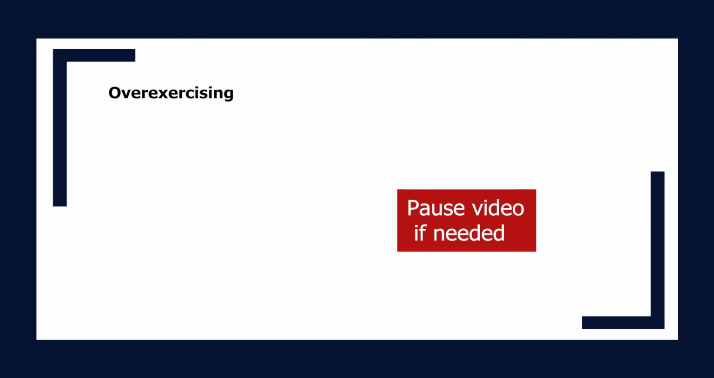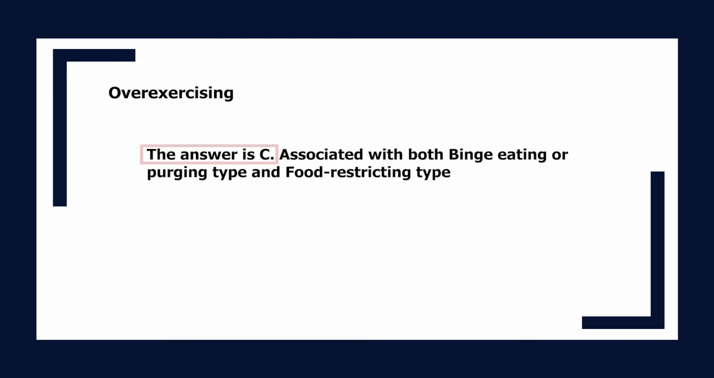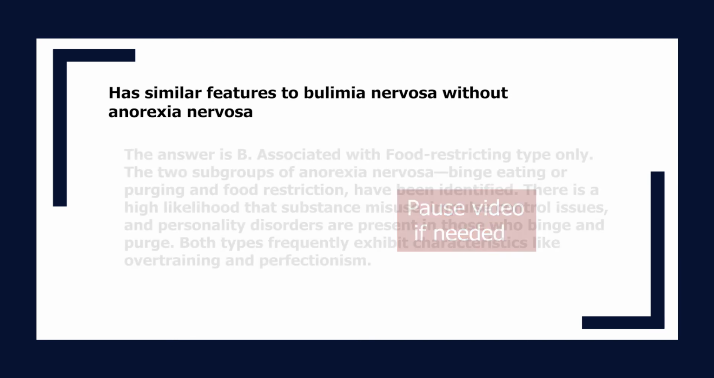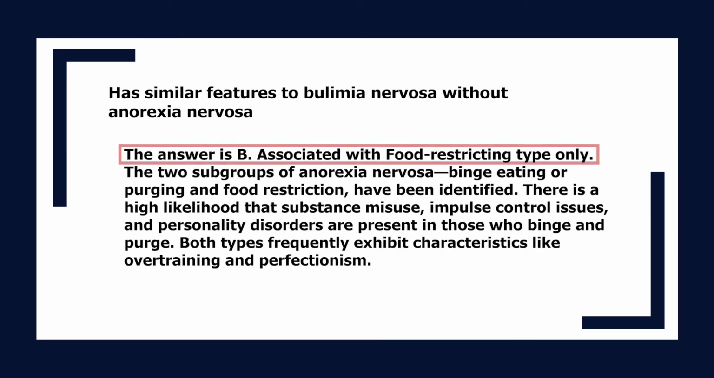Overexercising. The answer is C. Associated with both binge eating or purging type and food restricting type. Has similar features to bulimia nervosa, without anorexia nervosa. The answer is B. Associated with food restricting type only.